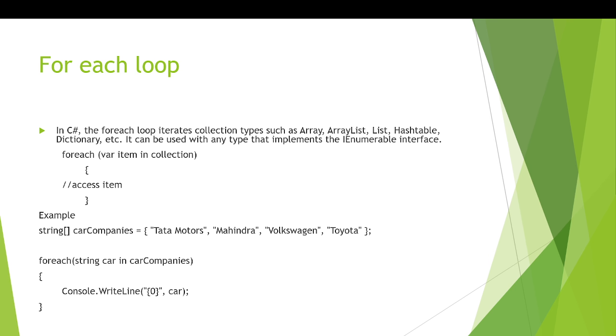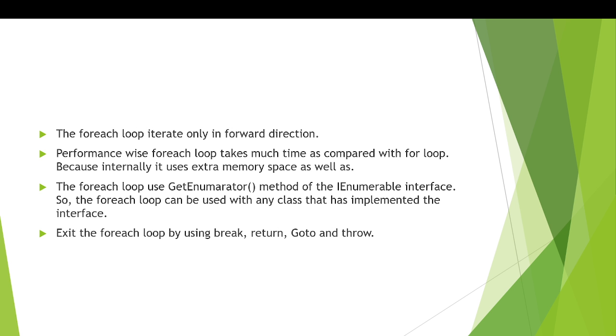But the thing is, performance wise, the foreach loop takes more time compared to the for loop because it internally uses extra memory space. Basically, the foreach loop uses the GetEnumerator method of the IEnumerable interface. So the foreach loop can be used with any class that has implemented this particular interface. We can discuss the IEnumerable interface in our collection classes.